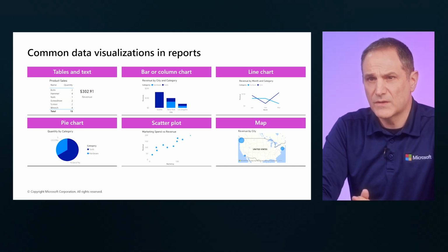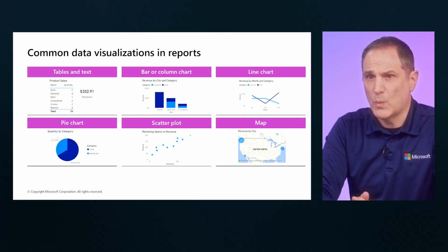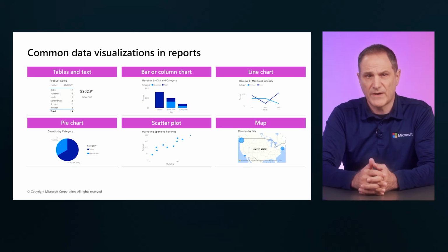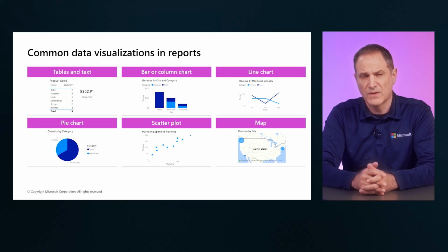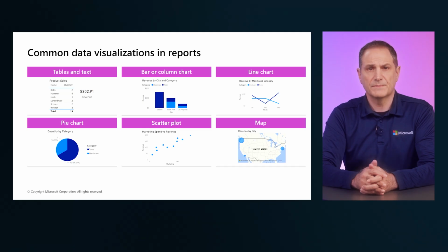Scatter plots are useful when you want to compare two numerical measures and explore whether there is a relationship or correlation between them. Maps provide a visual way to compare values across geographic locations, making it easier to see regional patterns or differences.